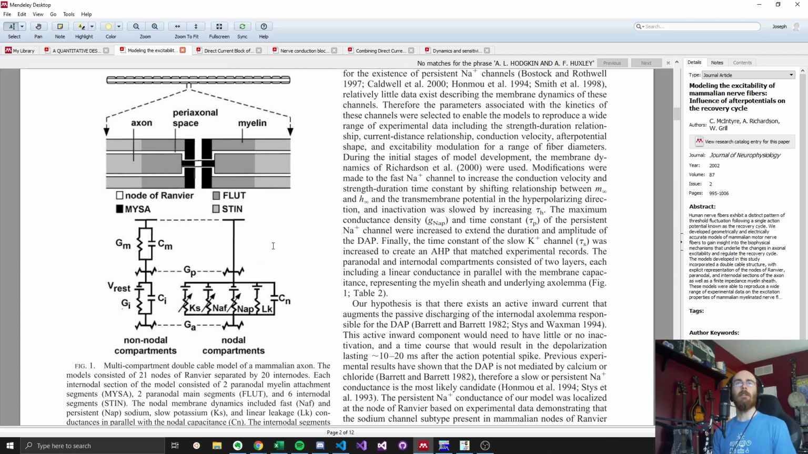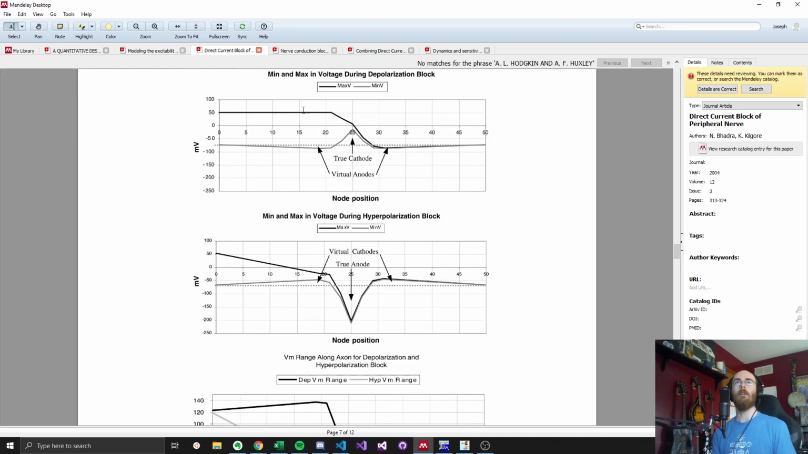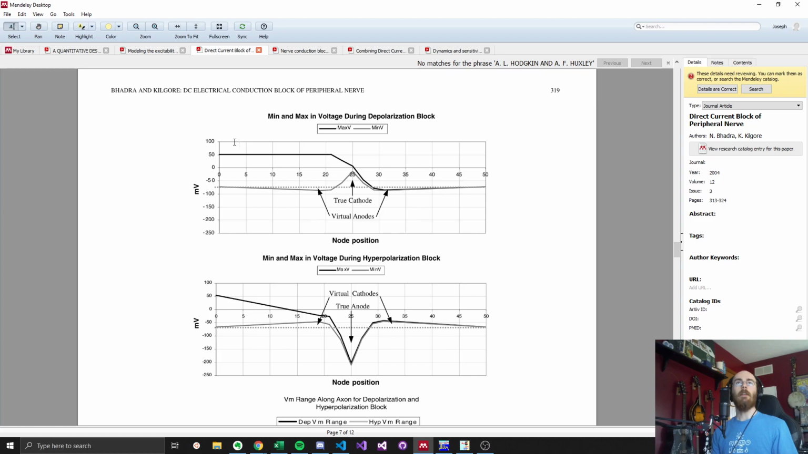So taking this model, let's start jumping over some electrical nerve block, and we're going to look at two papers, one for direct current, one for high frequency, to get a very basic understanding of what's going on with each. So this is the paper from 2004 from our group, and I think this graph really illustrates well how the blocking works with direct current.